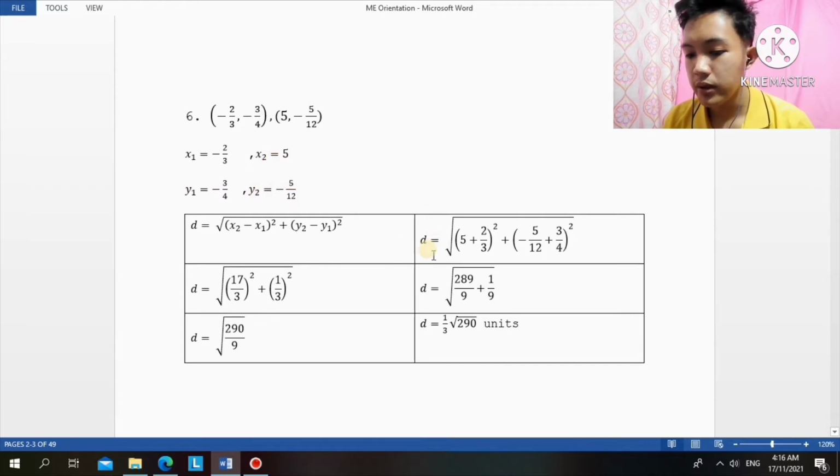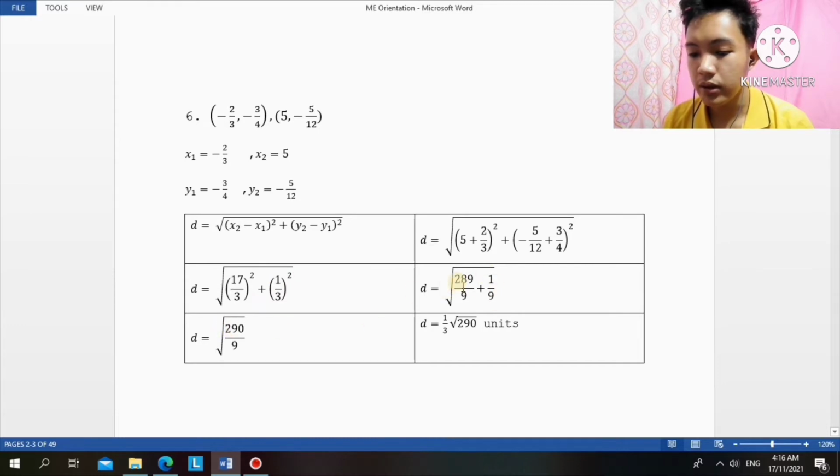Our equation will be d is equal to the square root of 5 plus 2 third raised to 2 plus -5 twelfths plus 3 fourth, raised to 2. 5 plus 2 third is equal to 17 over 3. Then -5 twelfths plus 3 fourth is equal to 1 third. The 17 over 3 raised to 2 is equal to 289 over 9. And 1 third raised to 2 is equal to 1 over 9.